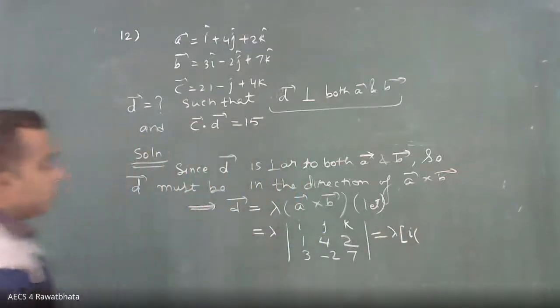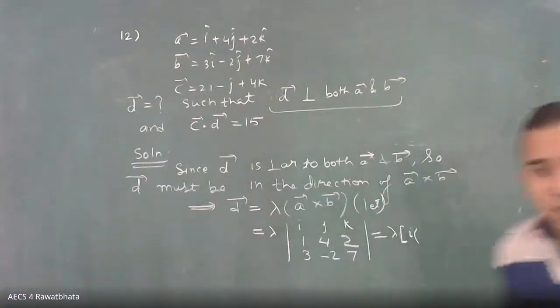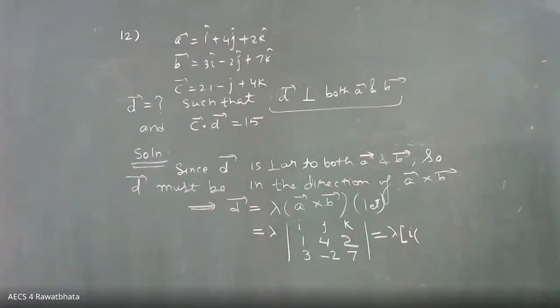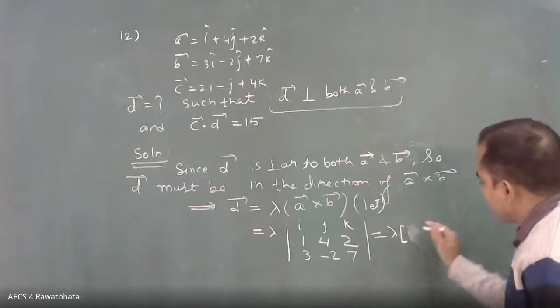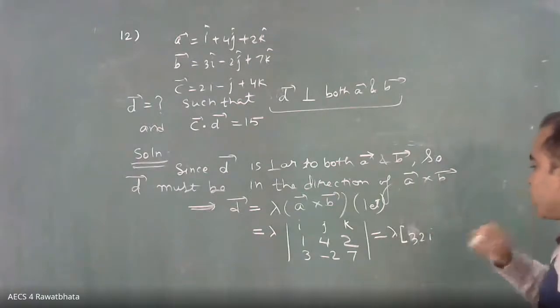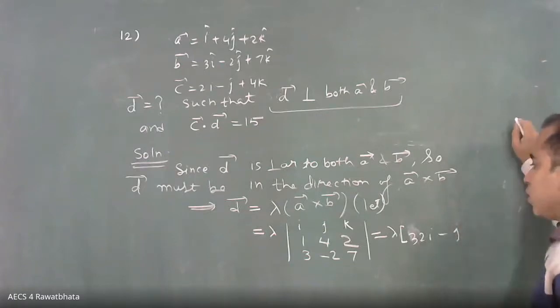i times how much? I should ask somebody. Nisha Kumari, how much? If I expand the determinant, how much should I write? Nisha, are you there? Tell me, how much will this be? Sir, 32 i cap. Yes. Minus j cap, 28 plus 40, minus j, yes, k, minus j. Minus 14 k cap.